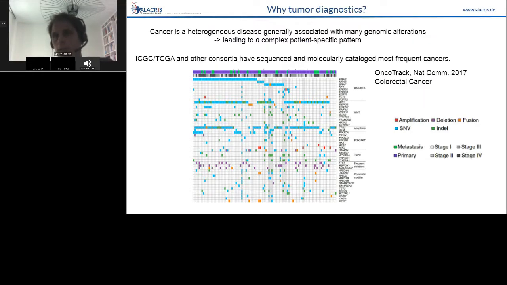So why do you need tumor diagnostics? Different to many other diseases, cancer is a very heterogeneous disease. Not only heterogeneous between different affected organs, like breast cancer different from lung cancer, but even within a single cancer entity, like, for example, here shown colorectal cancer, there's a huge heterogeneity due to the underlying genomic alterations, which lead to a complex patient-specific pattern. Like in colorectal cancer, as you can see here, there are most recurrently mutated genes like APC or TP53, but then you also have mutations in KRAS or NRAS, and many different combinations of these, making it a very complex and patient-specific disease.